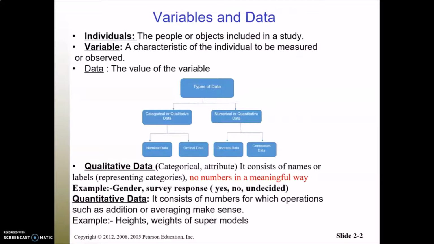Next is quantitative data. As the name suggests, it consists of numbers. Which numbers? Numbers for which the operations of addition, subtraction, or averaging make sense. For example, the heights of the students in my class. You can add the heights of the students, you can take the average height. The weights of supermodels. All these are examples of quantitative data. So there are two main categories of data, quantitative data and qualitative data. Be careful about this, qualitative versus quantitative.